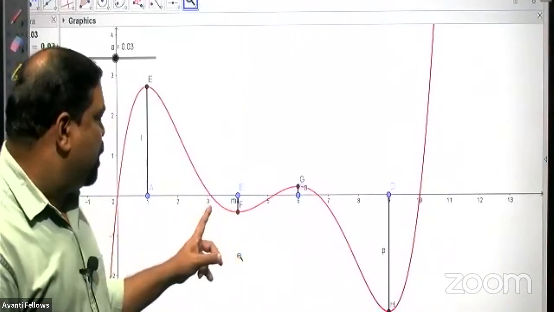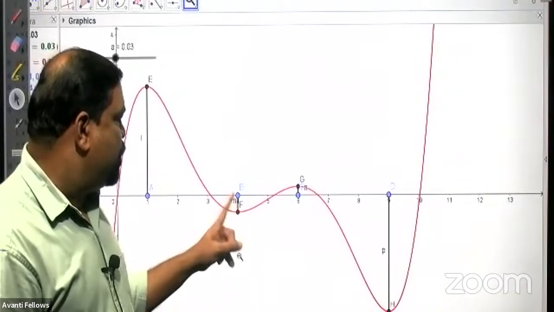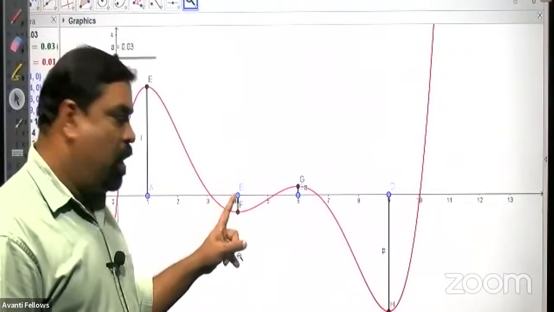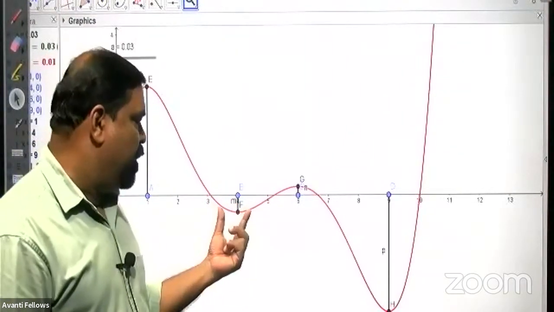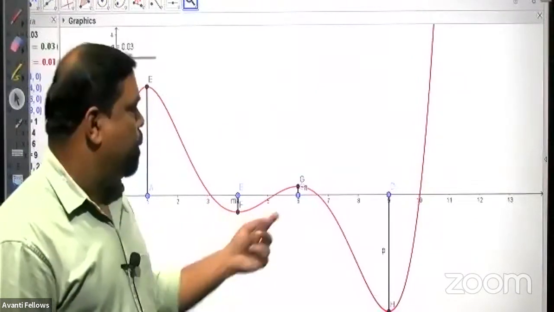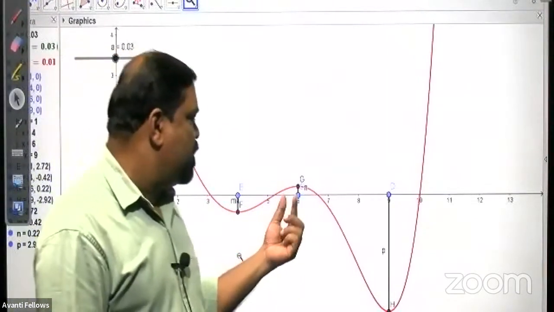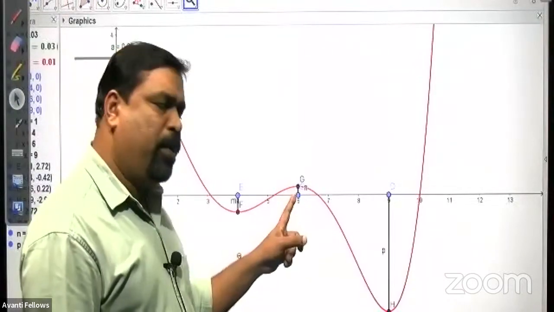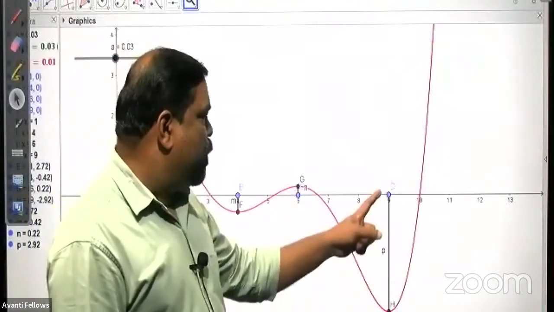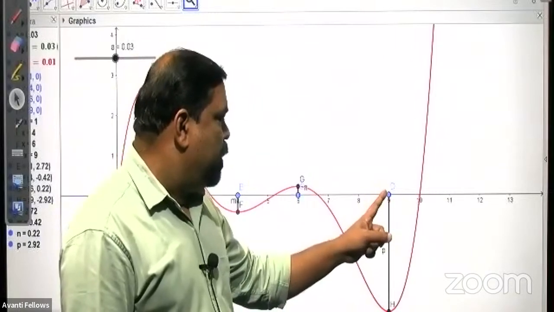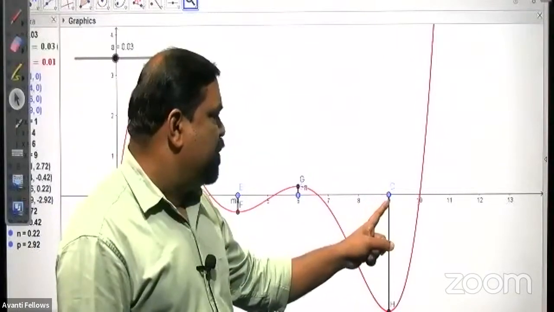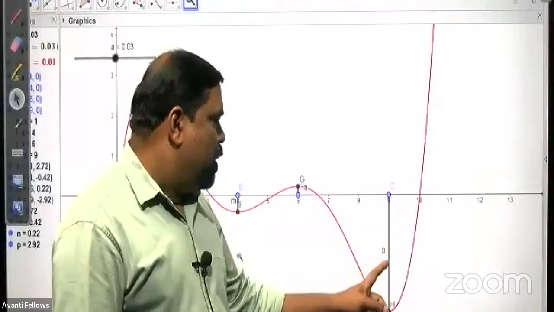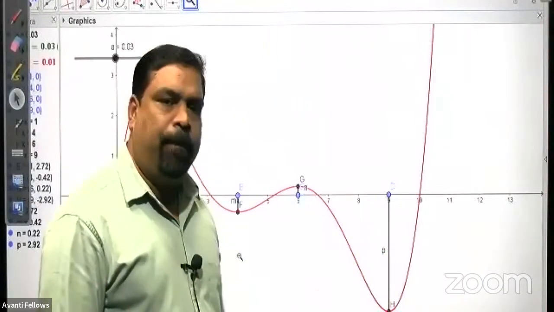These turning points: at the point A you can see a turning point, at the point B, that means x equal to 4, again you can see a turning point in the graph of the function. At the point x equals 6 also you can see a turning. And at the point D, the value is 9, at the point 9 also you can see a turning in the graph.